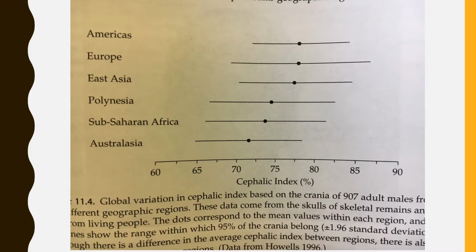Mean cephalic indexes of humans have been shown to correlate with climate, so that individuals found in colder climates, on average, will have higher cephalic index values, and individuals in warm climates have lower values.